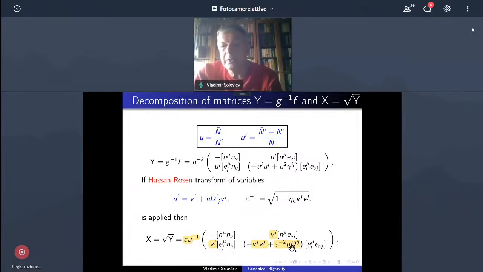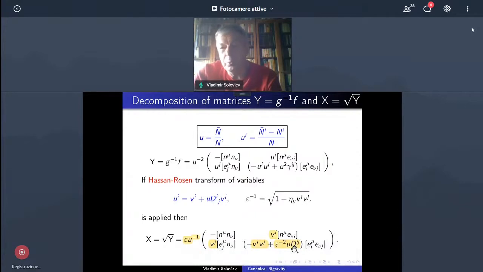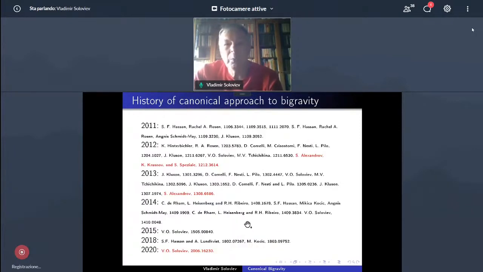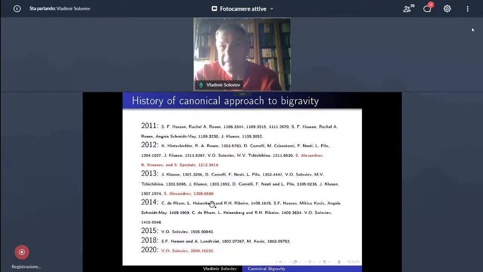And it also contains a combination of this V and a new matrix D. This new matrix D is again implicitly given, because there are no explicit formulas for this matrix D. And the problem of working with such a potential is not easy. So you can see a list of papers over 10 years, and you can see different authors who have participated in solving this problem.